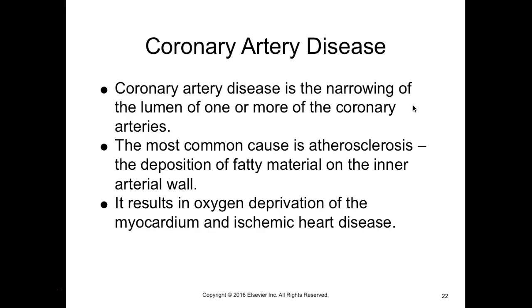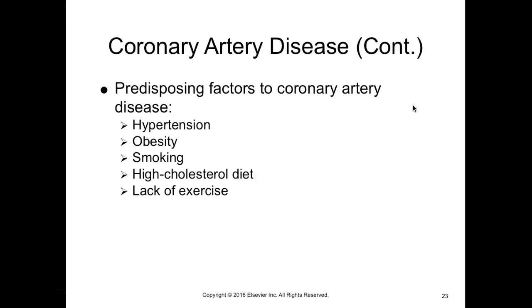So coronary artery disease is the narrowing of the lumen of one or more coronary arteries. The most common cause is atherosclerosis, which is a deposit of fatty material on the inner arterial walls. It results in oxygen deprivation of the myocardium, which is the heart muscle, right? And ischemia of the heart. So with the decreased blood flow and nutrients, the heart muscle starts to die.